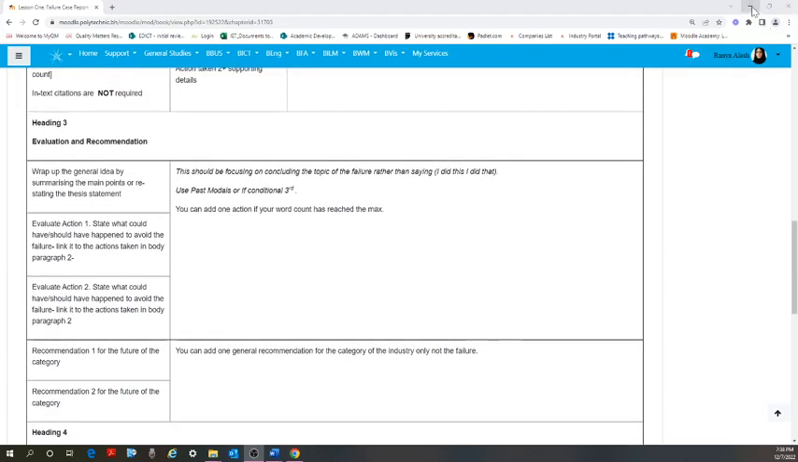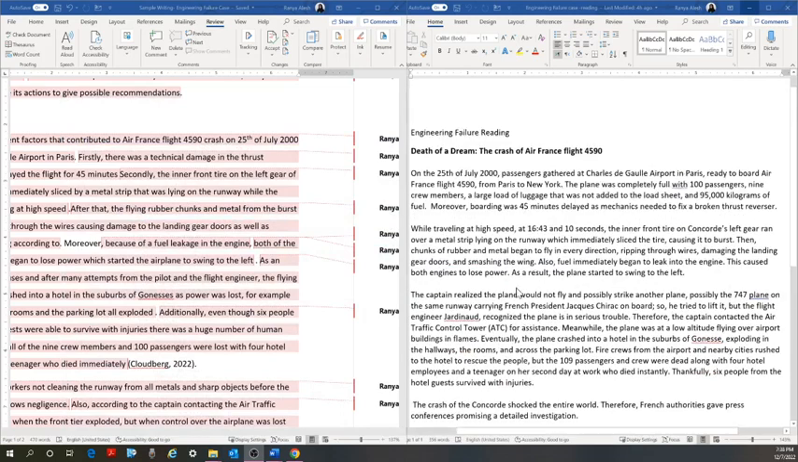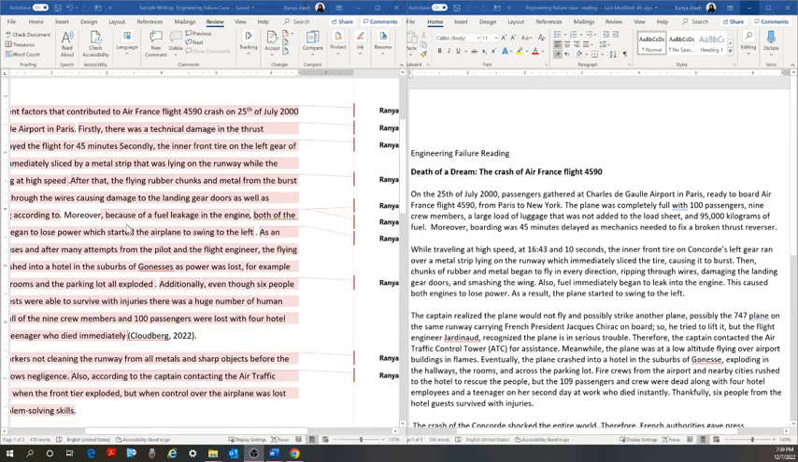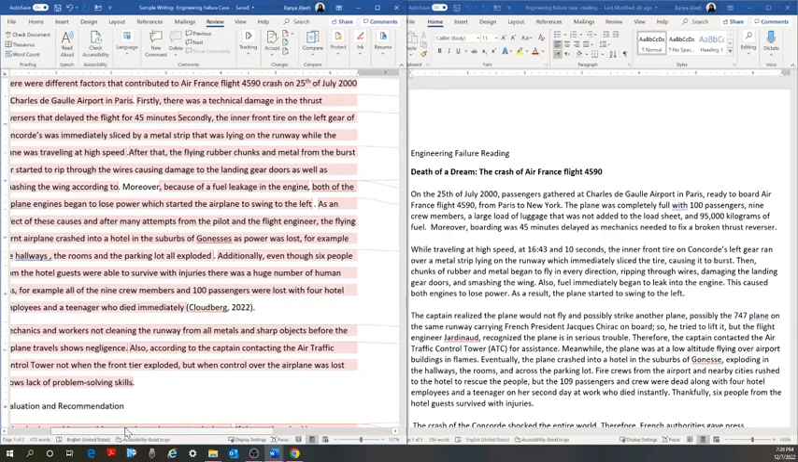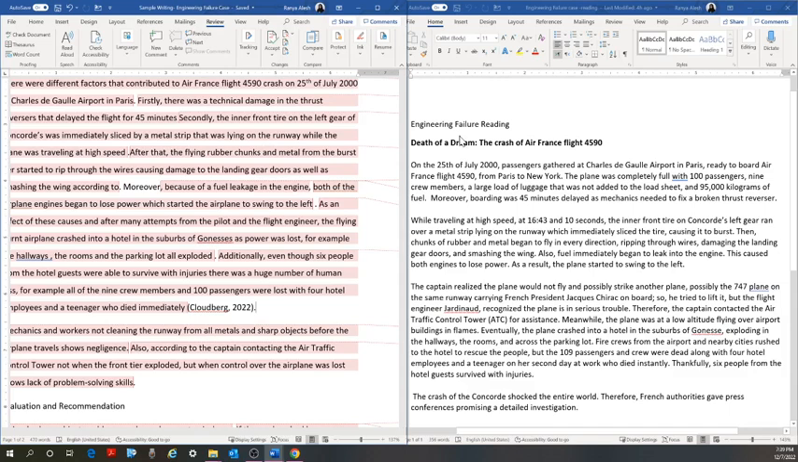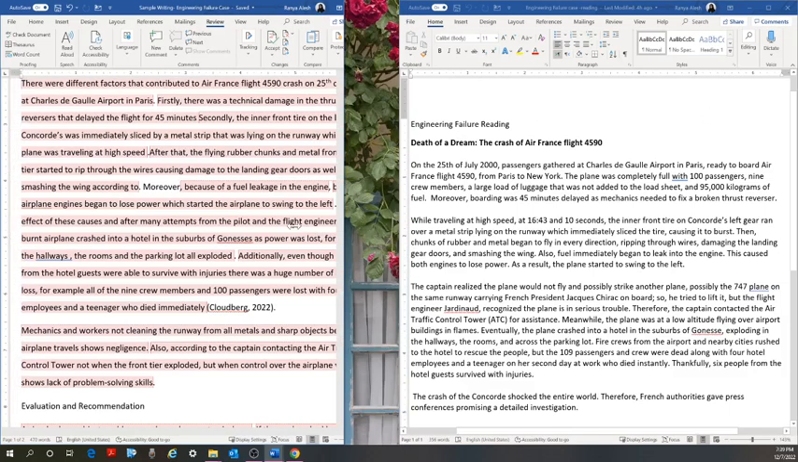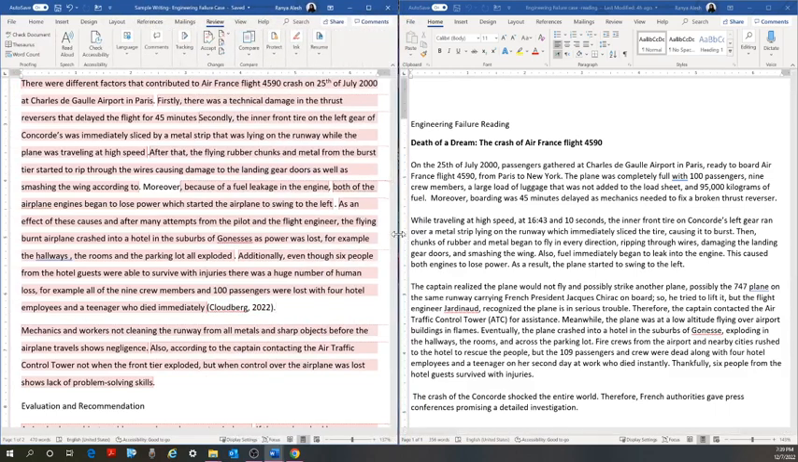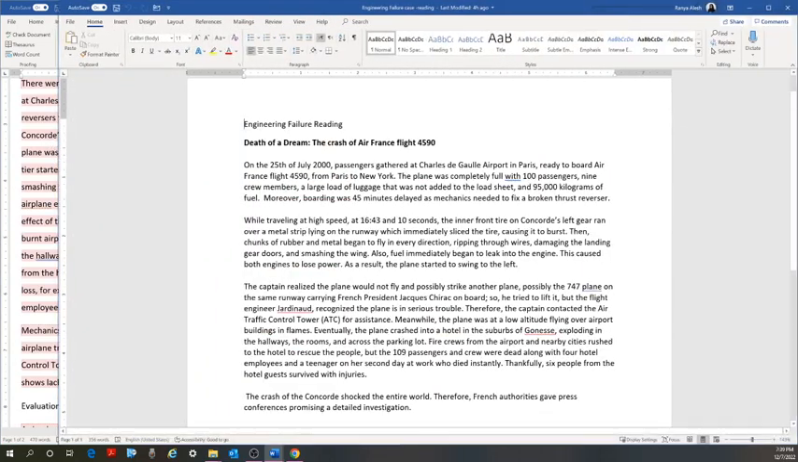Now I'm going to show you an example of an engineering failure reading, and a complete sample of the failure case report. Now this is the general reading for the engineering. As you can see, this is the title. So obviously this is the crash of an Air France flight, and the date, the place, and the number of passengers as well as crew members.